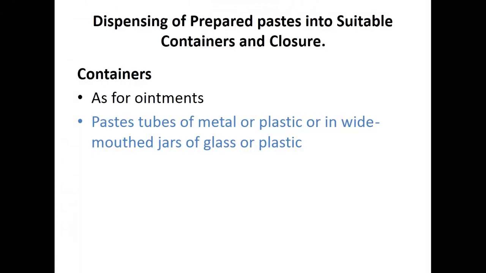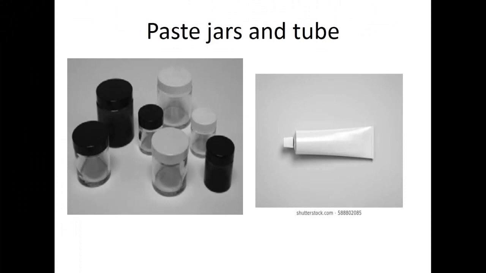And the paste tube of metal or plastic, or a wide mouth jar of glass or plastic. So these are the containers that must be used. If it is glass, you write wide mouthed glass jar. And this is an example of a paste jar and a tube. This is a tube, but mostly we use a wide mouthed plastic jar.